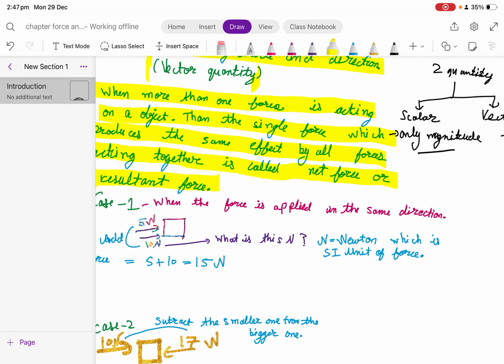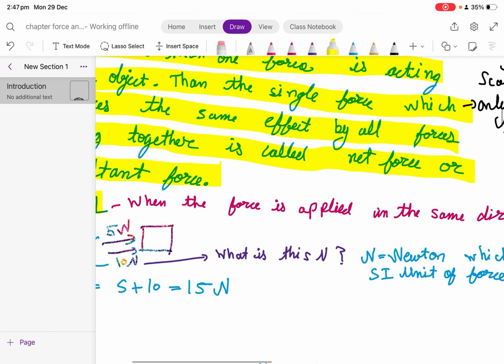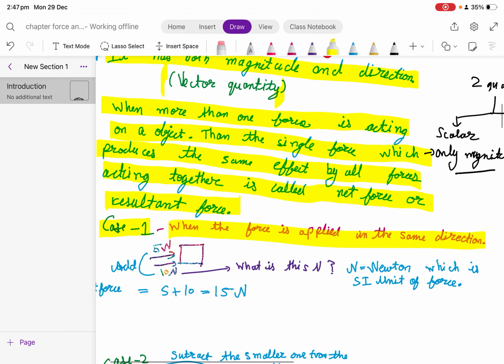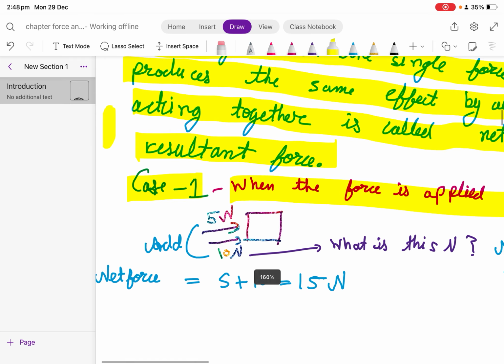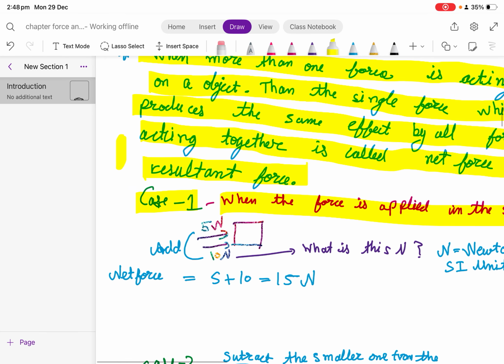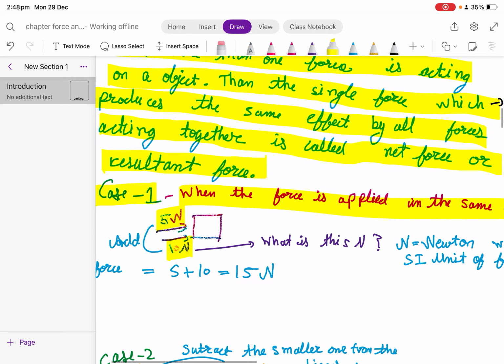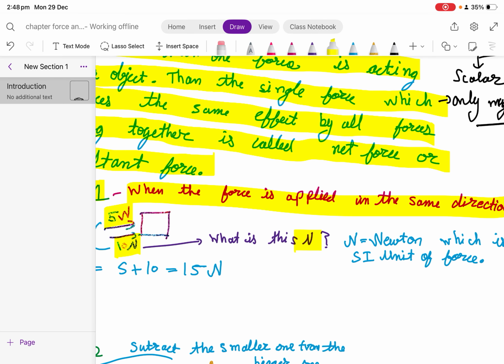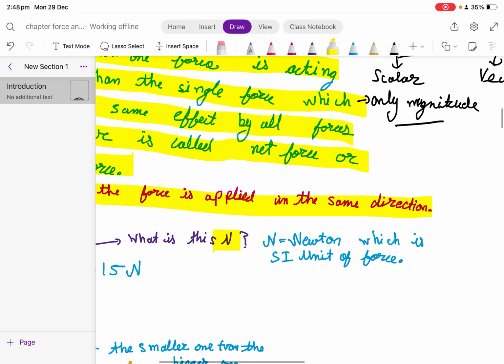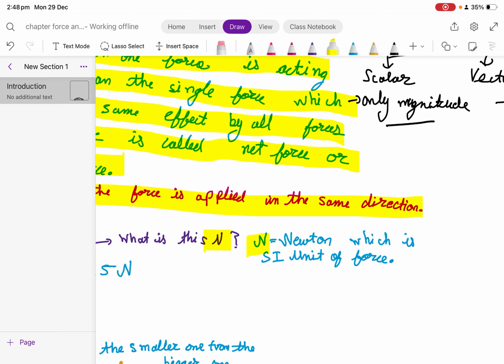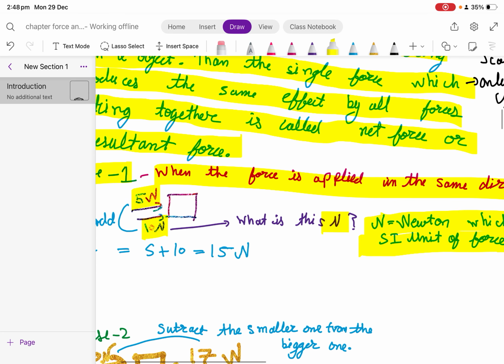Case 1 is when the forces are applied in the same direction. Like when you and your friend apply force on a wall on the same side, or on a block. Like if you apply a force of 5 Newton and your friend applies a force of 10 Newton on a box. What is Newton? I know that some students don't know what N is. N is the short form of the word Newton, which is the SI unit of force. Okay, note that.